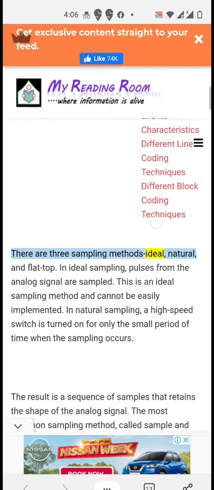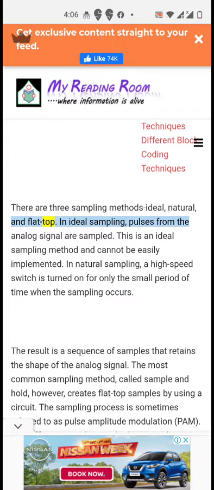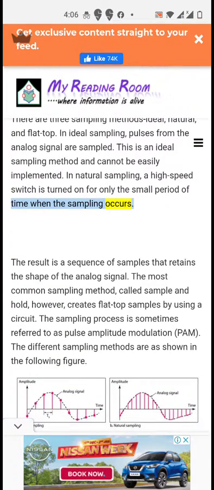There are three sampling methods: ideal, natural, and flat top. In ideal sampling, pulses from the analog signal are sampled. This is an ideal sampling method and cannot be easily implemented. In natural sampling, a high-speed switch is turned on for only the small period of time when the sampling occurs. The result is a sequence of samples that retains the shape of the analog signal.